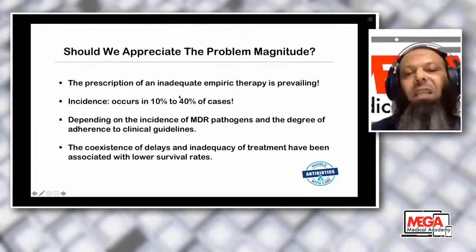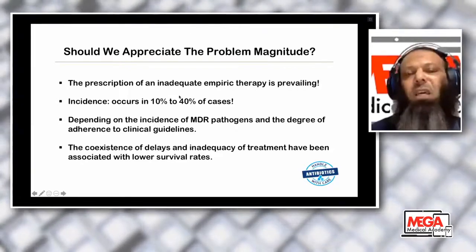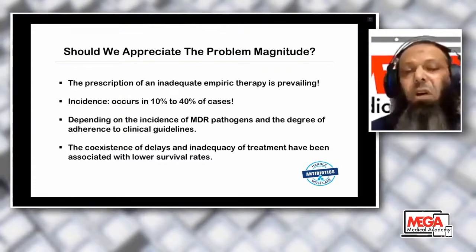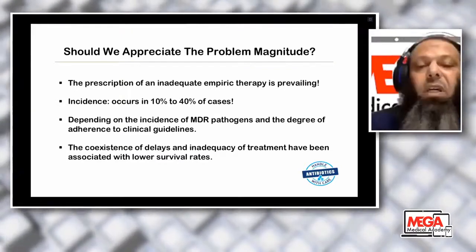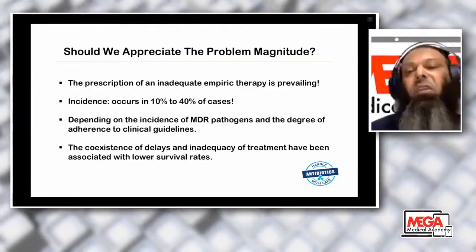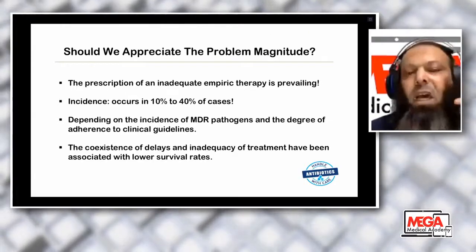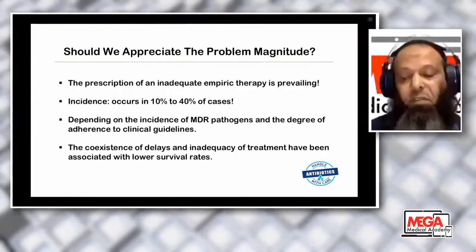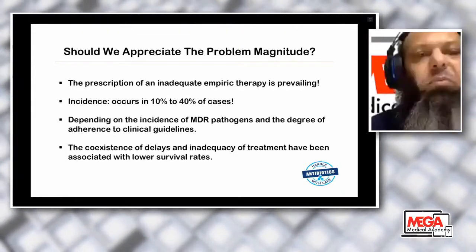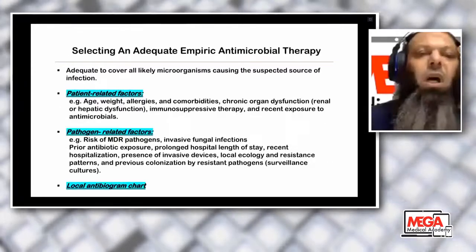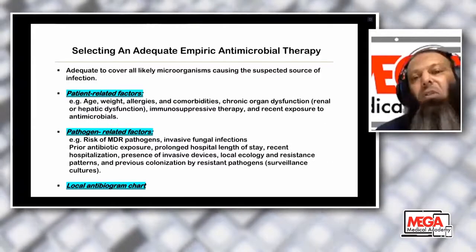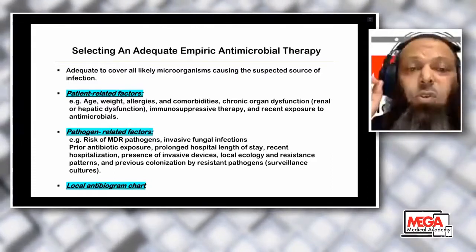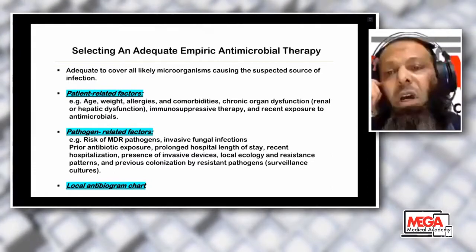And worldwide, up to 40% of patients with septic shock in the ER, the rapid response, the ward, or the ICU are not receiving adequate empiric wide spectrum antibiotic therapy, for many reasons, as we mentioned before. So how to select an adequate empirical antimicrobial therapy? Adequate is to cover all likely microorganisms causing the suspected source of infection.